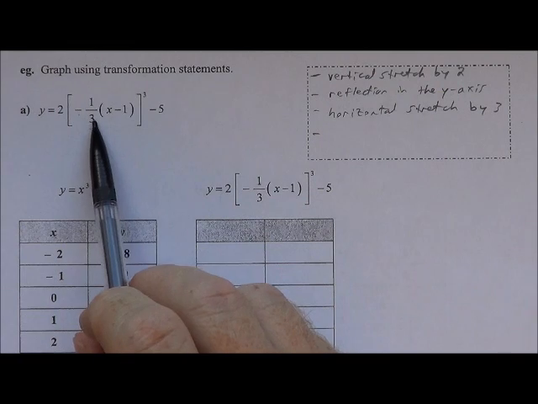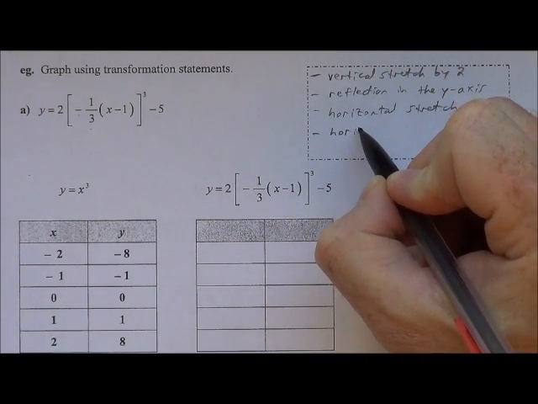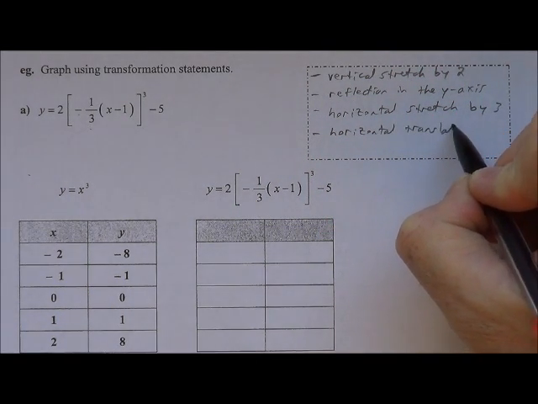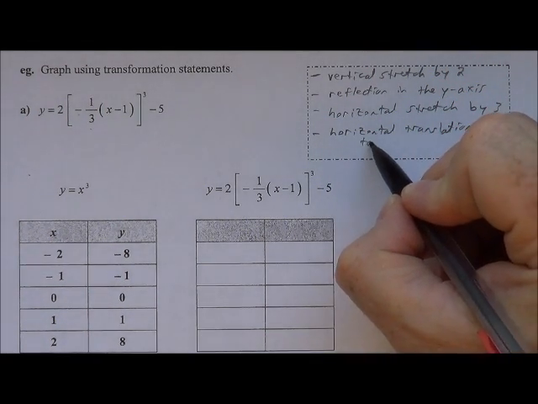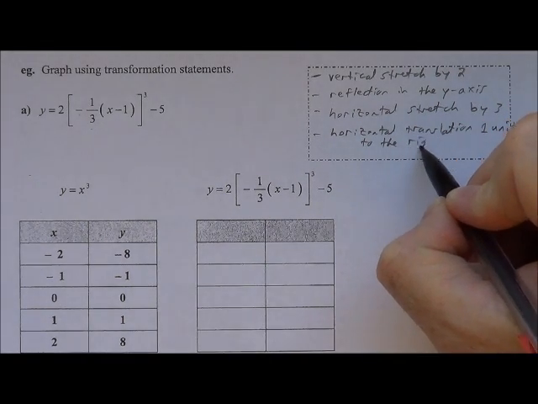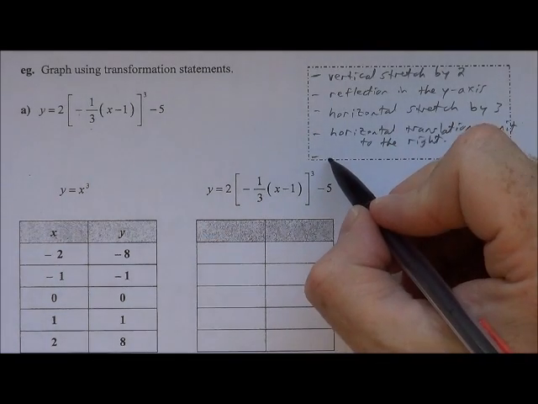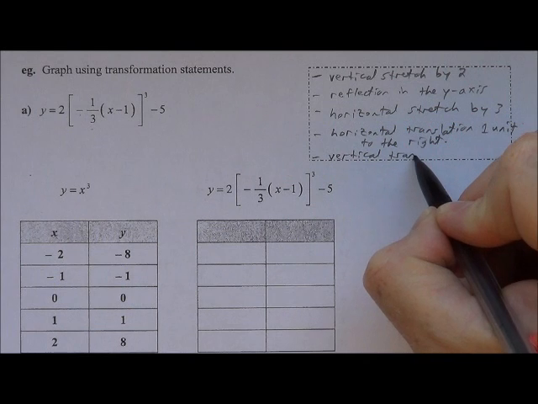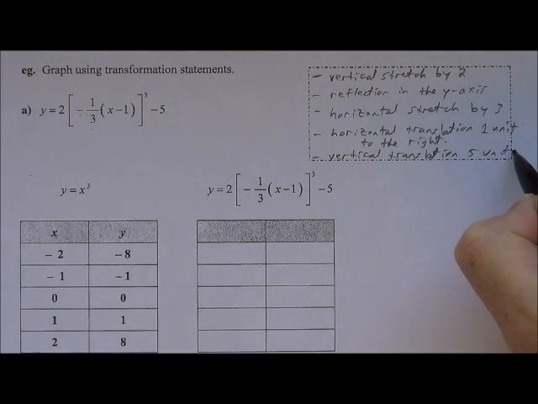And then we go further inside, we see that it is a horizontal translation, 1 unit to the right, and then we come outside here, and that is a vertical translation, 5 units down.